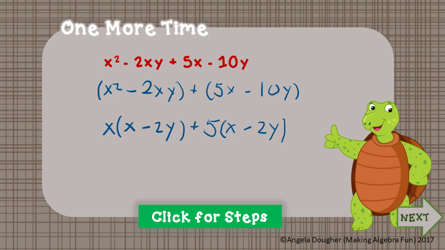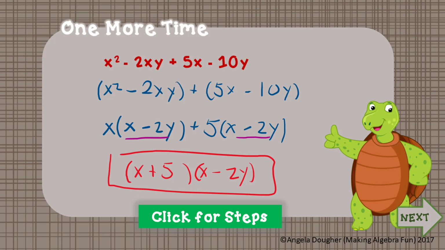And as you can see here, both of these, again, have got to be the same. So now we can just factor these out to get our answer. Again, we can take the x plus 5, and then our common binomial is x minus 2y. And that is our answer.